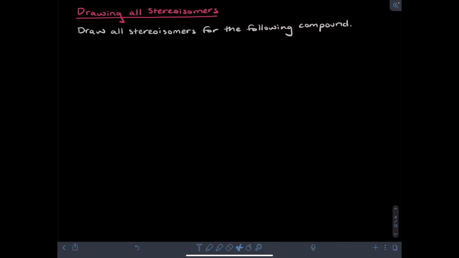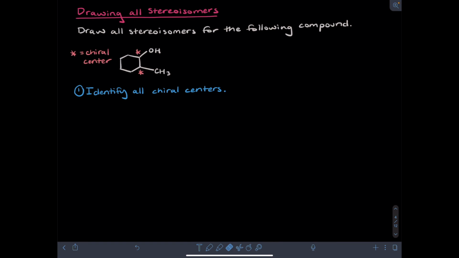I want to show you some steps for drawing all stereoisomers for a compound. Let's look at this cyclohexane with an alcohol and a CH3 group. The first thing you'll want to do is identify all of your chiral centers. In this particular case, there are 2 chiral centers, and sometimes organic chemists will denote this with an asterisk.